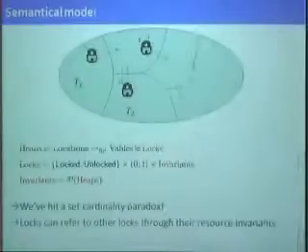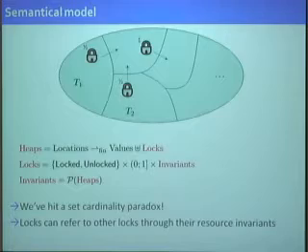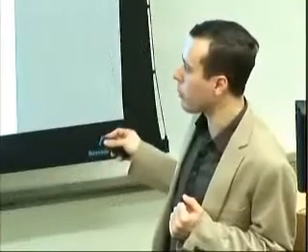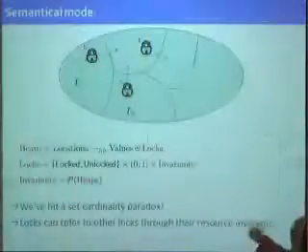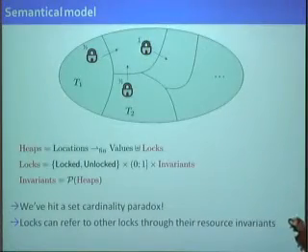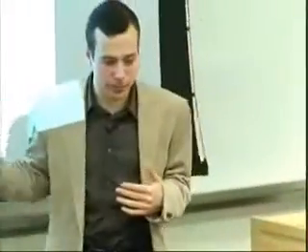And that's because the cardinality of the power set of heaps is strictly bigger than the cardinality of heaps. So the expression on the right-hand side here has a strictly bigger cardinality than the expression on the left-hand side. And this definition is just inconsistent. And the underlying reason for this paradox is that locks here in this picture can refer to other locks via their resource invariant. The lock protecting this resource invariant may know about the existence of this lock, and so that's why you get this circularity.